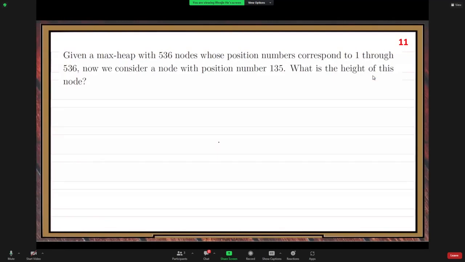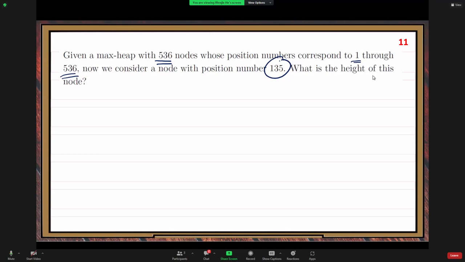this first heap question. Given a max heap with this many nodes, whose position numbers correspond to 1 through 536. Now we want to consider a node with position number 135. What is the height of this node? So this time we go the opposite way. We don't know its height. We know its location, but we don't know its height.